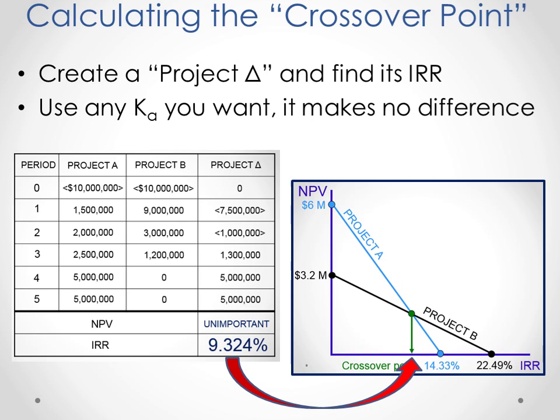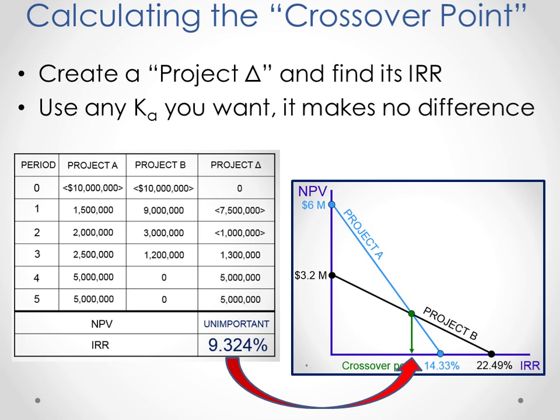It really doesn't matter what your cost of capital is. Plug in any cost of capital that you want. The net present value is unimportant. What we're looking for is to find the internal rate of return. And you'll find that the internal rate of return for this hypothetical project is 9.324%.